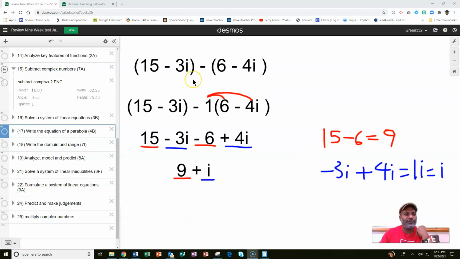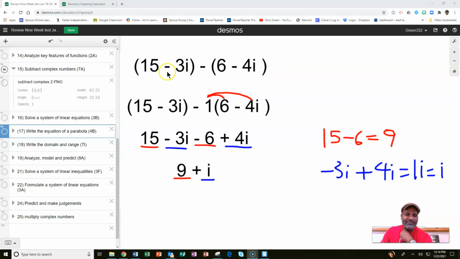Okay, here we want to subtract complex numbers. And what you remember about complex numbers is that they have a real part and an imaginary part. Okay, that i is the imaginary unit, the square root of -1. So here we are subtracting two complex numbers.